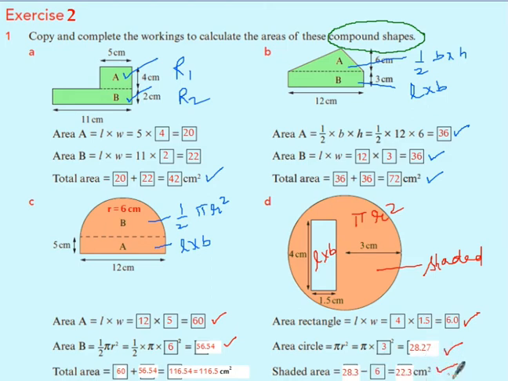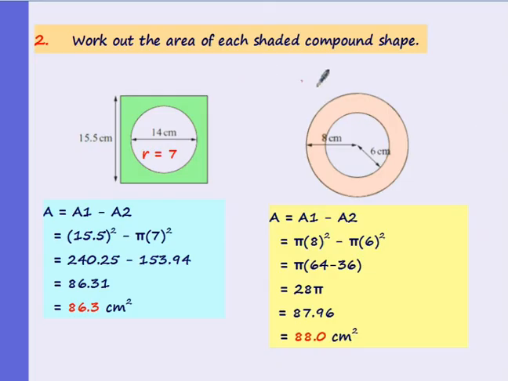Significant figures we can write if it is not specified. When we come to this area of the shaded compound shape, this is a circle, the outer shape is a square, and the area of the circle is pi r square. So simple. So you can write A1 minus A2. Bigger is the square, so bigger minus smaller. So we got 240.25 minus 150.94. Please try by yourself. The answer comes 86.3. You can pause the video and try by yourself.